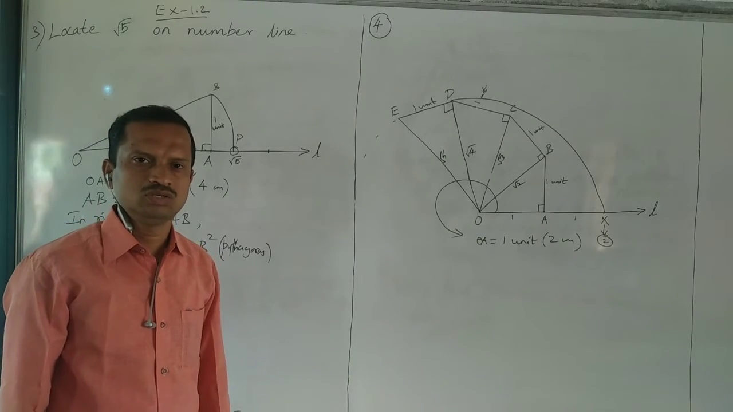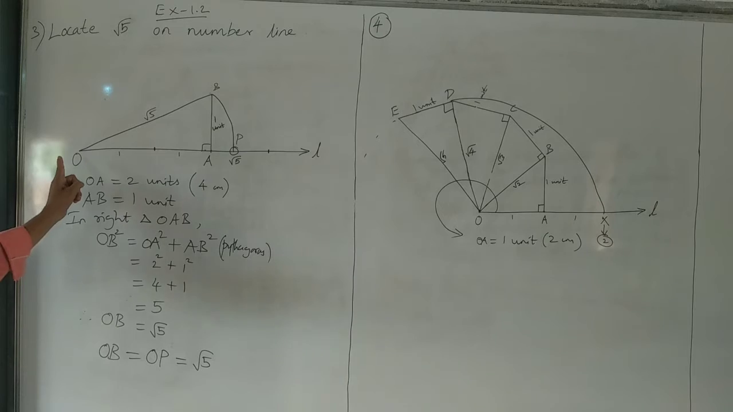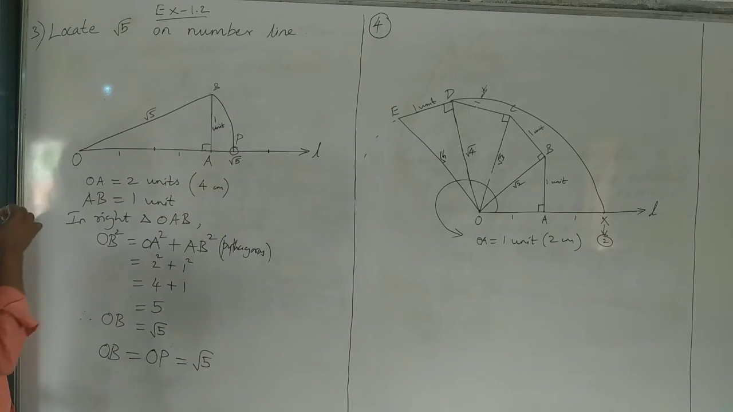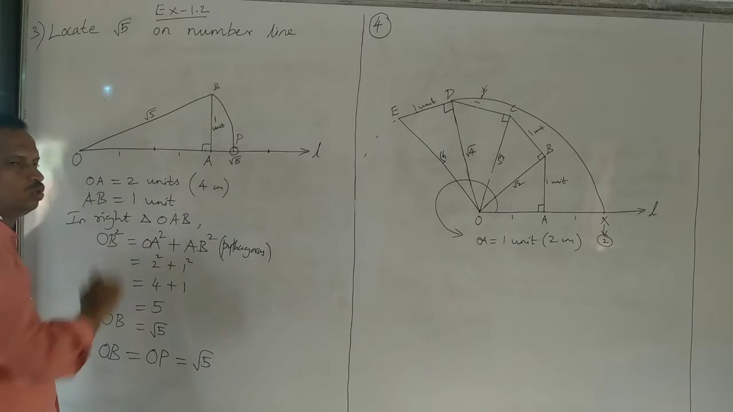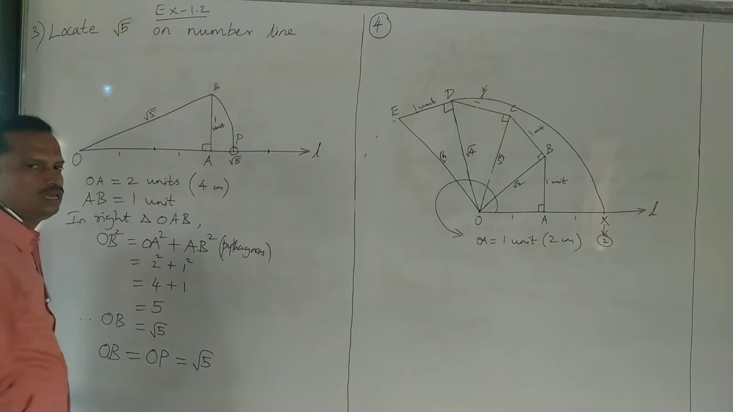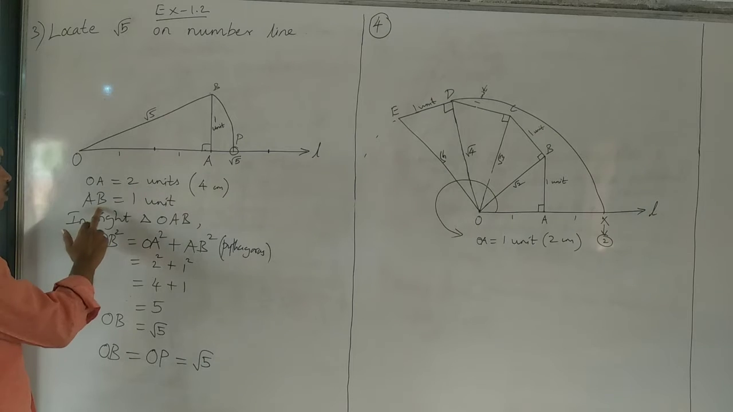And now you can see how to locate root 5 on the number line. So, OA, 2 units we have to take. The direct method: OA, 2 units, and at A, draw a perpendicular AB for 1 unit. So, OA equal to 2 units, AB equal to 1 unit.